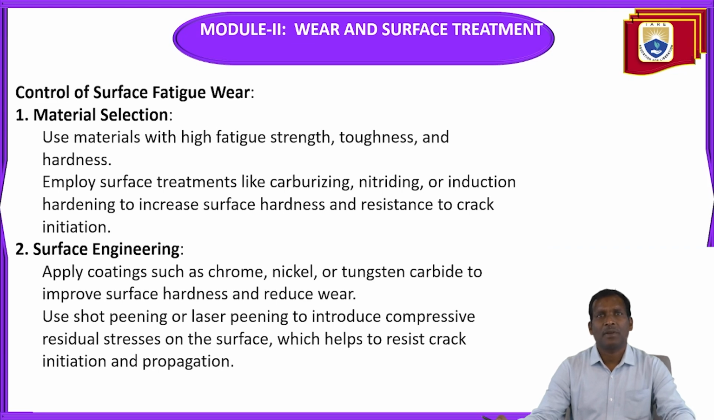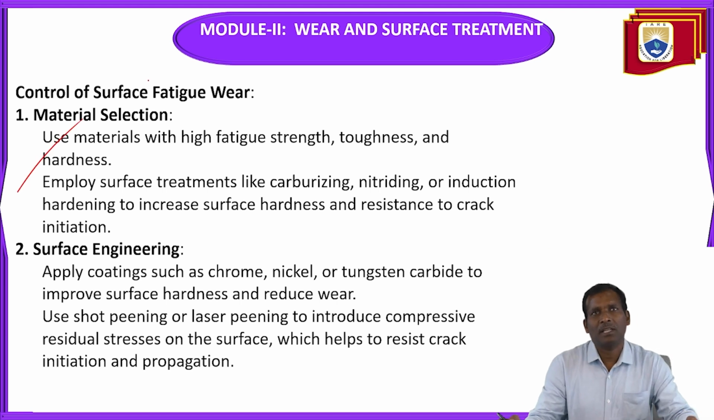Next, control of surface fatigue wear. Here, material selection. By selecting the material, you can control the surface fatigue wear. So use materials with high fatigue strength, toughness, and hardness. Before selecting the material, it should be tested. Those materials having high fatigue strength, you can select for your application. Not only fatigue strength, but also toughness and hardness.